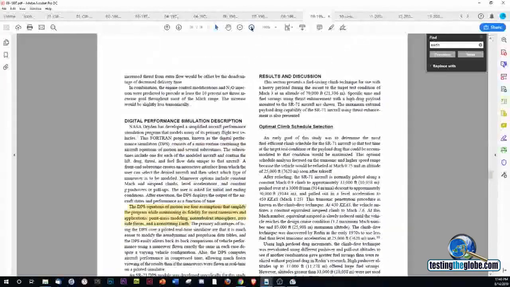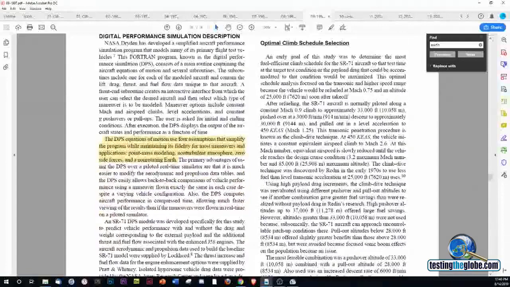And on page 8, digital performance simulation description. The digital performance simulation equations of motion use 4 assumptions that simplify the program while maintaining its fidelity for most maneuvers and applications. Number 1, point mass modeling. 2, non-turbulent atmosphere. 3, zero side forces. And 4, a non-rotating Earth. Now they don't specify flat here, but they're saying the Earth's not rotating as part of their 4 assumptions that simplify the program while maintaining its fidelity. So they're discrediting the rotating Earth right here, at least by that statement it would appear.